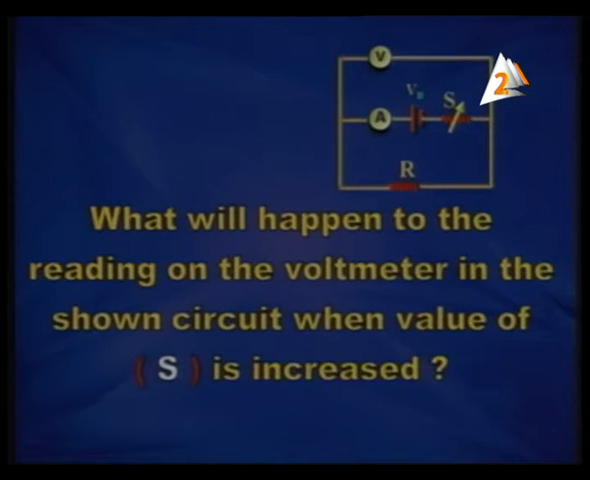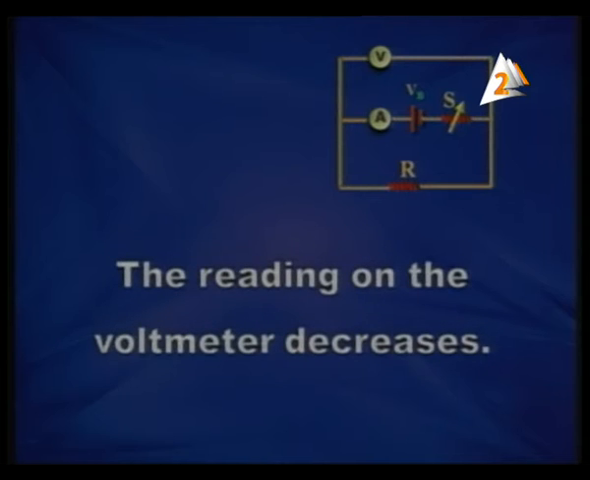What will happen to the reading on the voltmeter in the shown circuit when the value of S is increased? The question now, what does this voltmeter read? Actually, it reads the potential difference across R, which depends on the current. When we increase the value of S, the current decreases, so the voltage decreases. The reading on the voltmeter decreases.